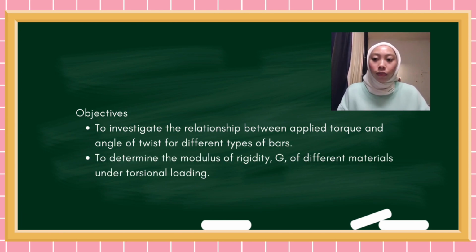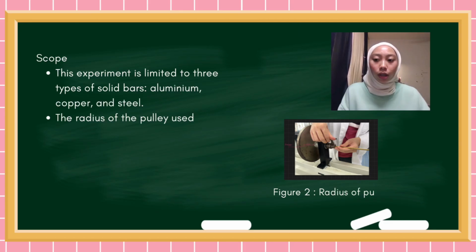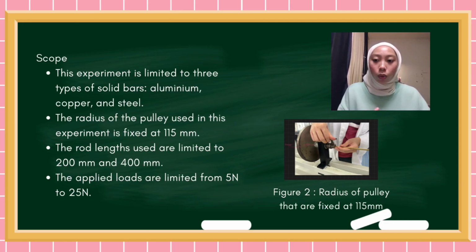The objective of the experiment is, first, to investigate the relationship between applied torque and angle of twist for different types of bar. Second, to determine the modulus of rigidity G of different materials under torsional loading. The scope of the experiment is limited to three types only, which are aluminium, copper, and steel. The radius of the pulley used in the experiment is fixed at 150 mm, and the bar lengths used are limited to 200 mm and 400 mm. And lastly, the applied loads are only from 5 Newton to 25 Newton.